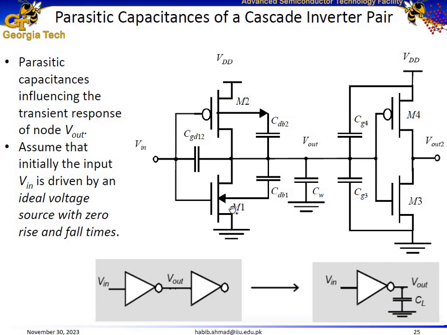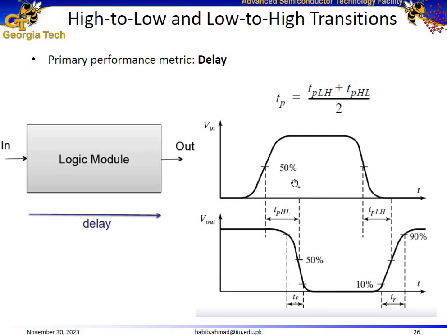But actually, here we account for the gate to drain overlap capacitance of the NMOS and for the gate to drain capacitance of the PMOS. But we don't account for the gate to source channel capacitances and the gate to drain channel capacitances and the gate to bulk capacitances. There is a particular reason for that. The reason is that in terms of propagation delay, we are only concerned with the 50% points. And in this transition region, we know that our transistors, both NMOS and PMOS, are either in cutoff or they are in saturation.